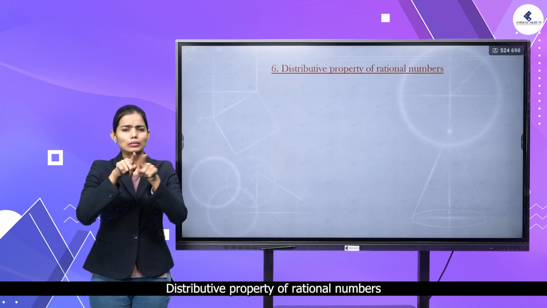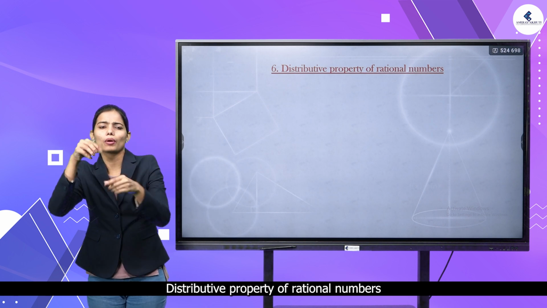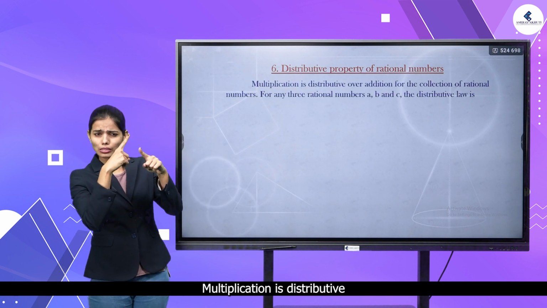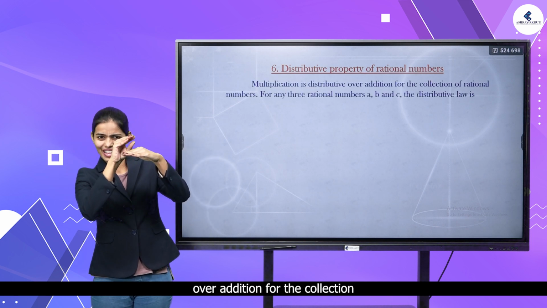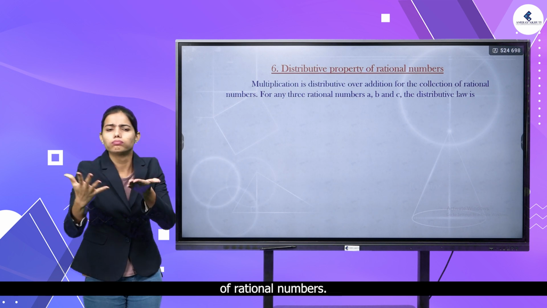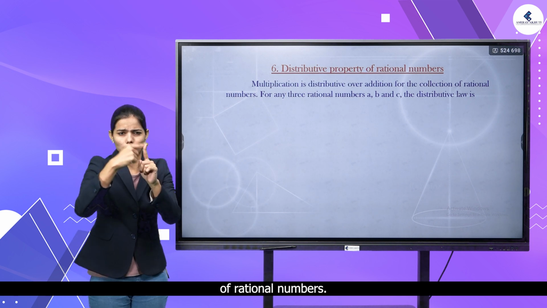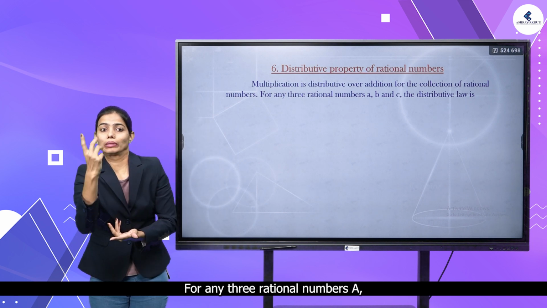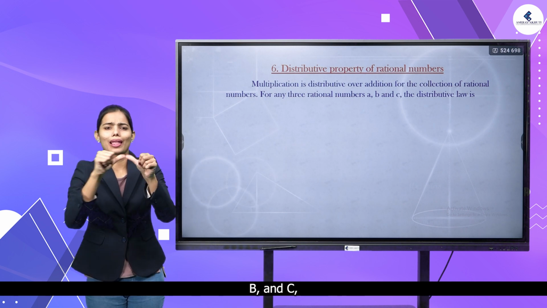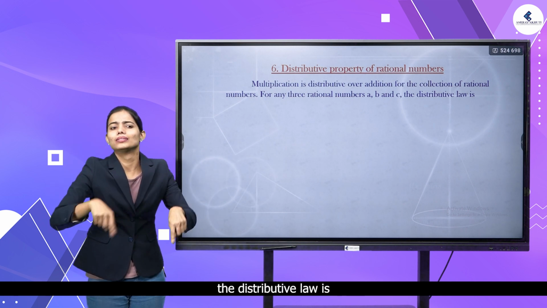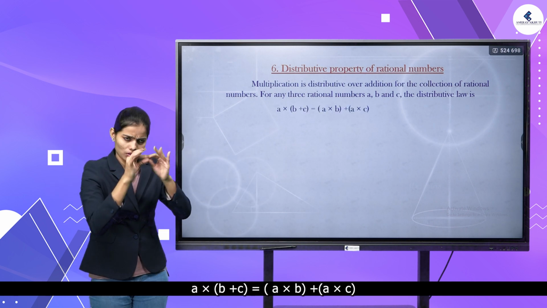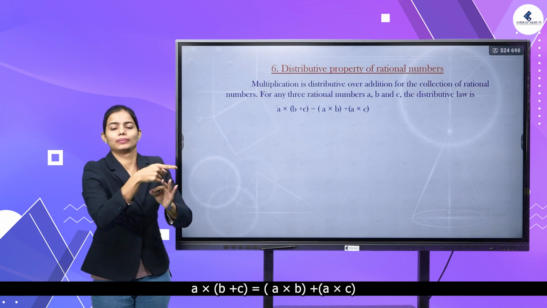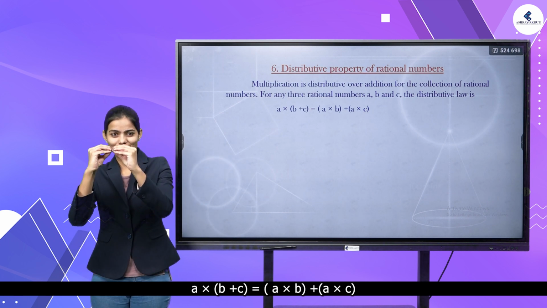Distributive property of rational numbers. Multiplication is distributive over addition for the collection of rational numbers. For any three rational numbers a, b and c, the distributive law is a into b plus c is equal to a into b plus a into c.